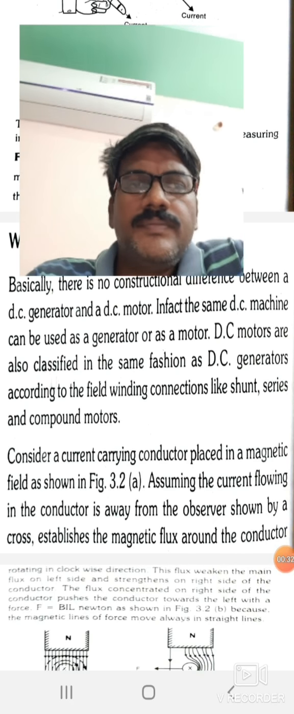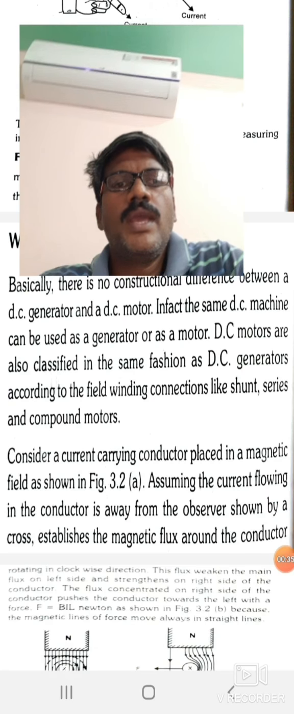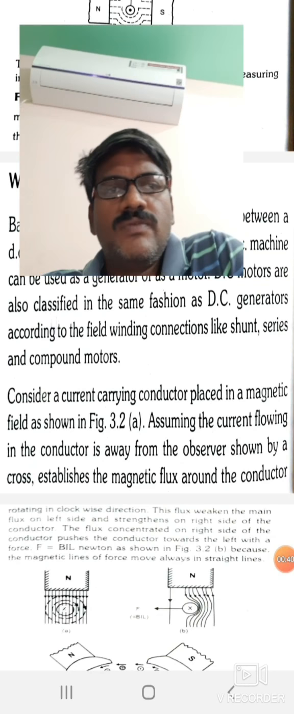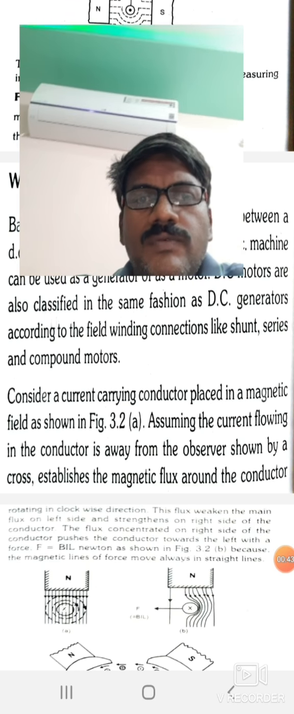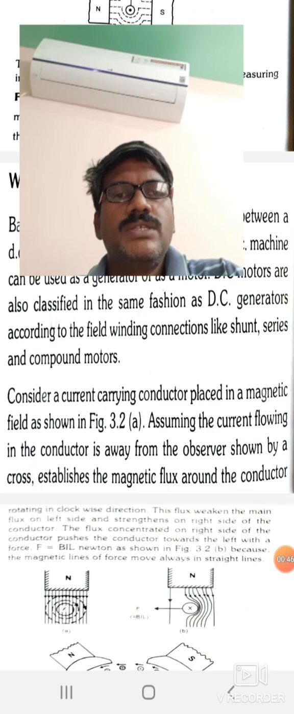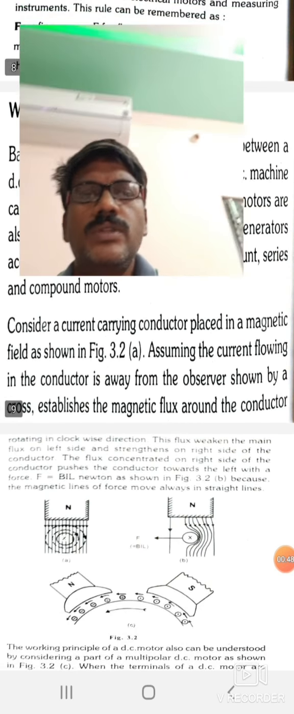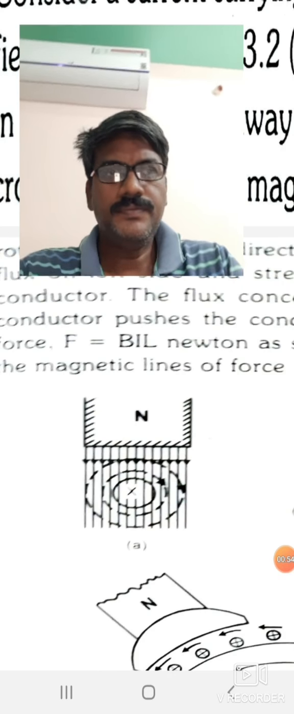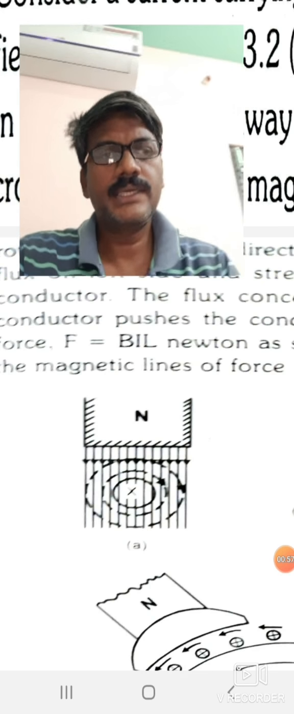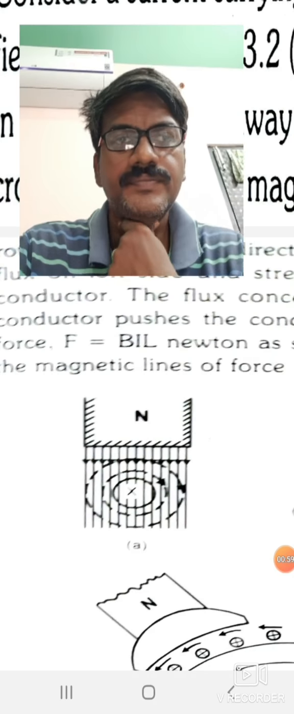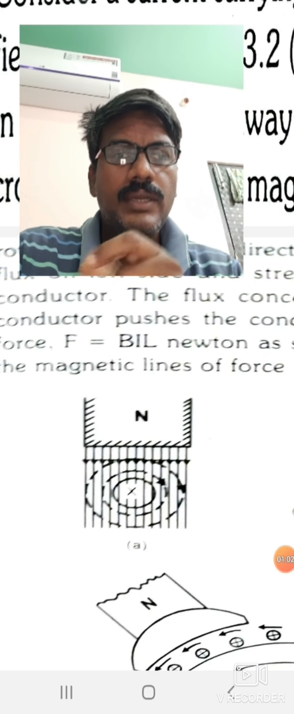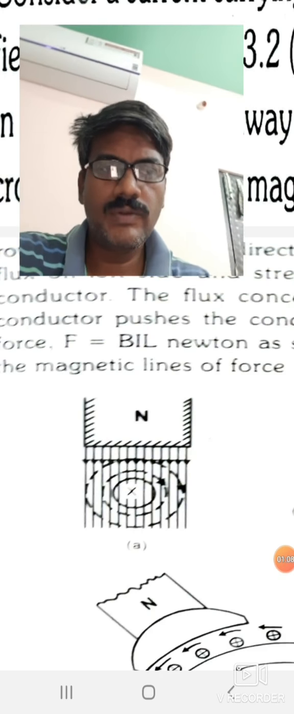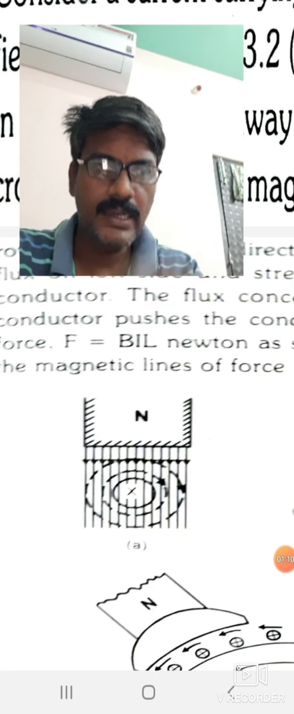Consider a current carrying conductor placed in a magnetic field. Assuming the current flowing in the conductor is away from the observer, shown by the cross, it establishes a magnetic flux around the conductor. Here observe a current carrying conductor in a magnetic field, and the current enters into the board, away from the observer. That's why it is represented by a cross.